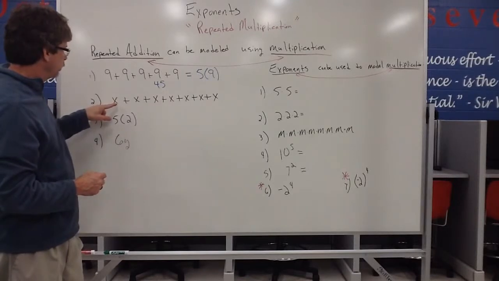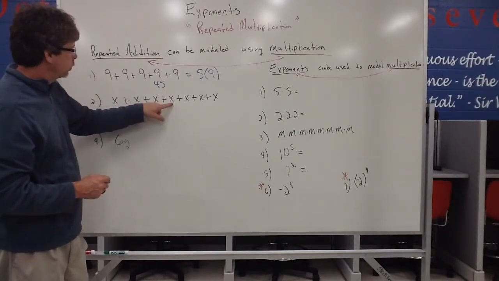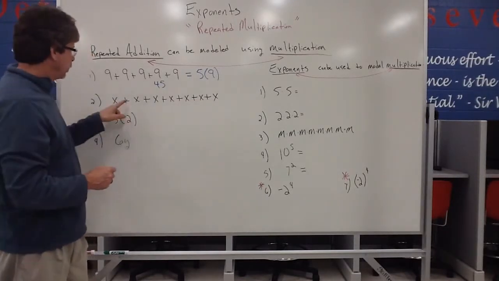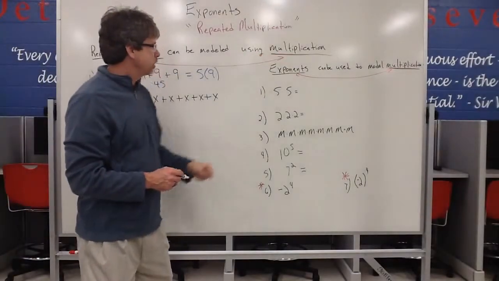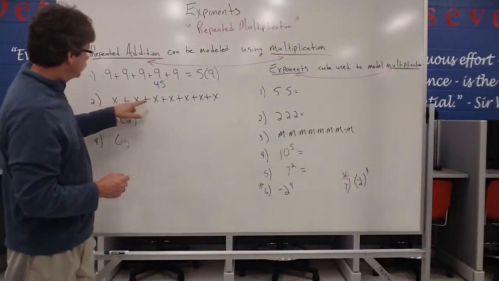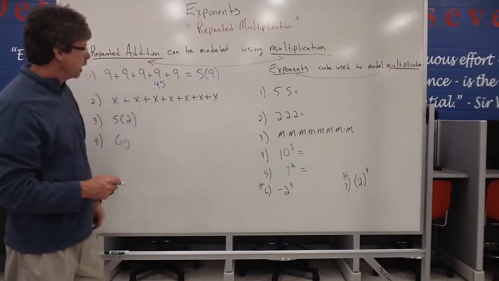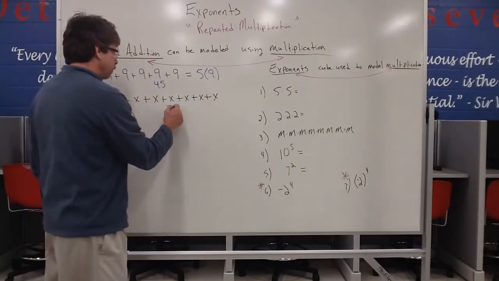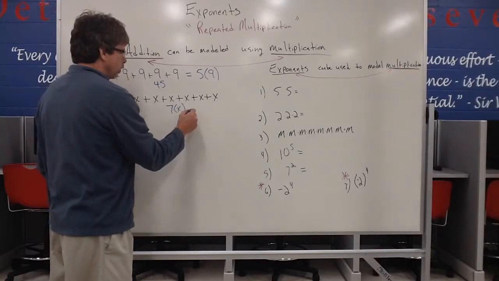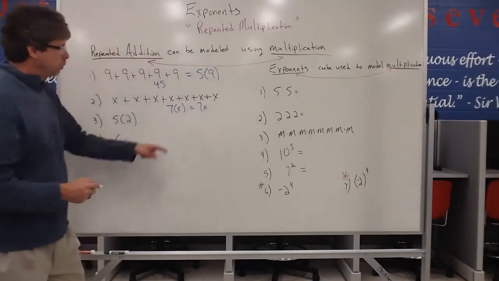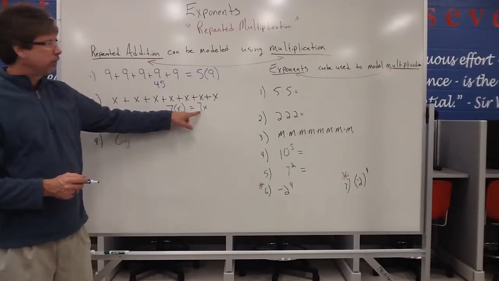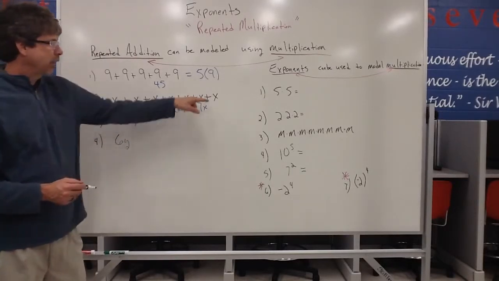So here, if you look at this, I have 1, 2, 3, 4, 5, 6, 7 x's. But notice how they're added together. Repeated addition, we can use multiplication. Since there's 1, 2, 3, 4, 5, 6, 7 x's added together, I can write this as 7 times x. A lot of times, they'll just drop the parentheses and just write that as 7 x's. But remember, 7 x's means 7 x's added together.